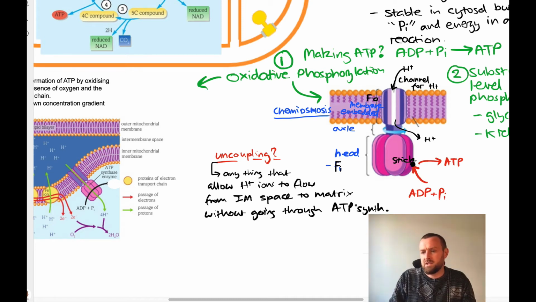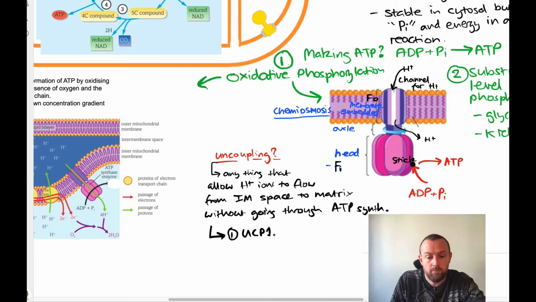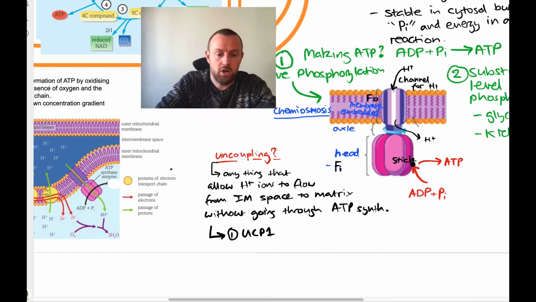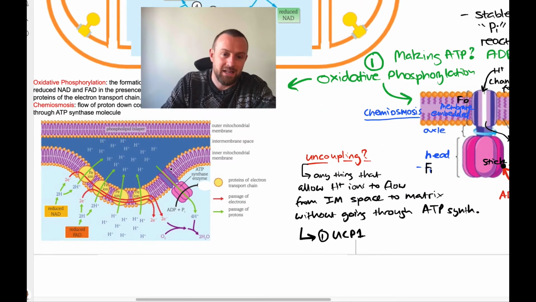So what is this for? Or why does this happen? Is it useful? Well, it can be useful. So one way this can happen, there's a protein called UCP1, which I could add onto this diagram here. You don't have to add it, it's a bit of an application, a bonus thing.